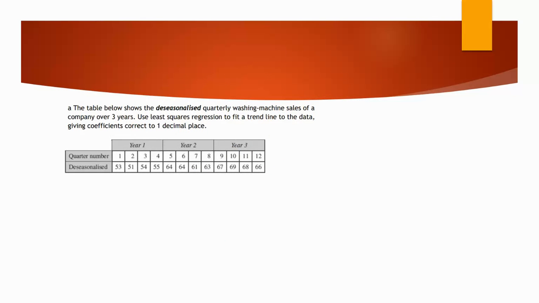Here we have already learned about seasonal indices, and by using seasonal indices we have learned how to deseasonalize each and every value for the respective seasons. In this example, I have given you the quarter number with the deseasonalized value. Now we are going to learn how to find the least square regression to fit the trend line. If you still remember, the least square regression that we learned in bivariate data by using our calculator, here we are going to use the same thing.